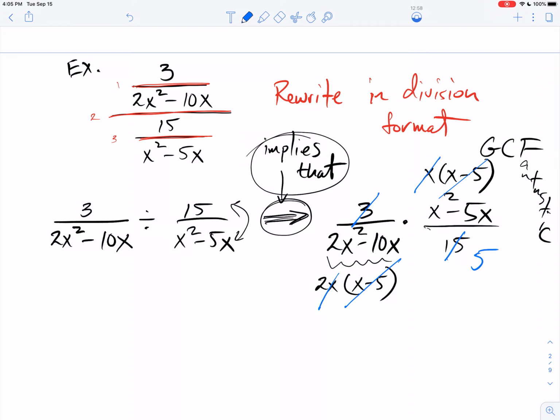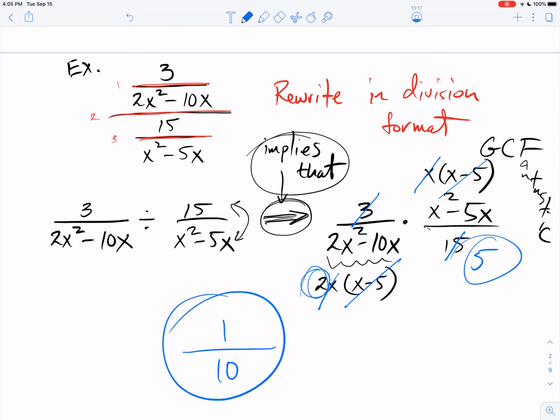So wait a minute. What's left in the top? There's nothing there, but please don't put a 0. What holds the place in the top? A 1. Ooh, that's a really bad looking 1. I can do better than that. Let me see if I can make a better looking 1. 1 over, and then, oh, don't forget the little stuff. 2 times 5 is 10. See, this horribly complicated looking thing is no more than 1/10.